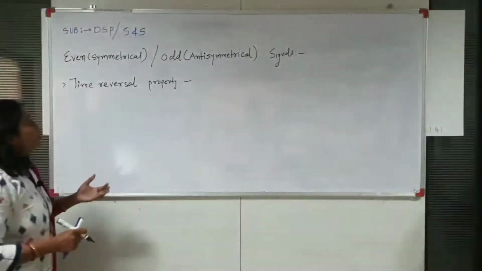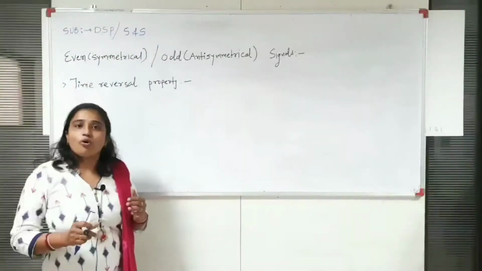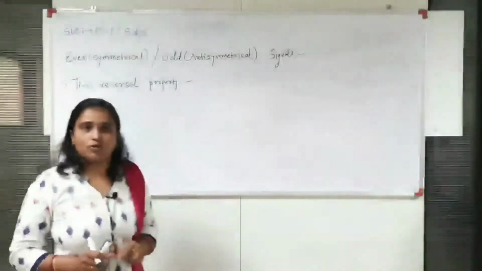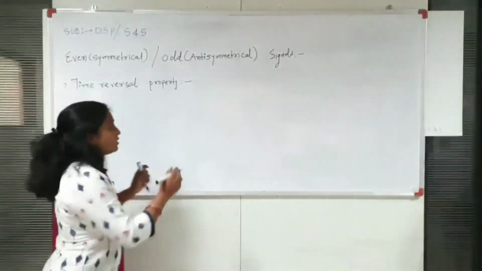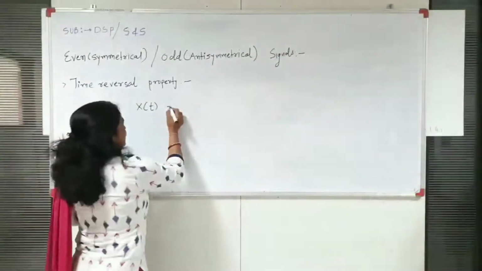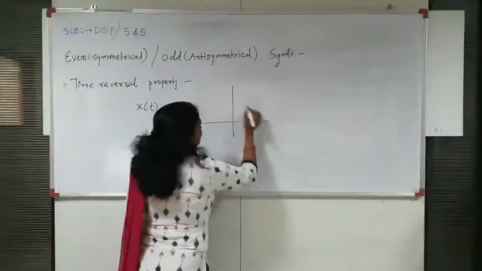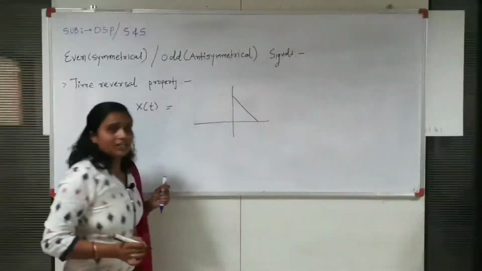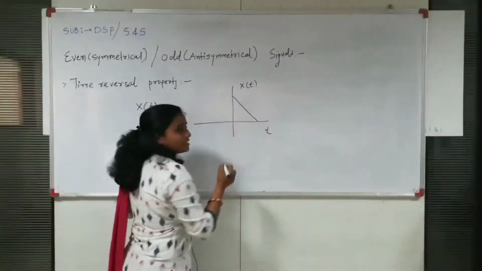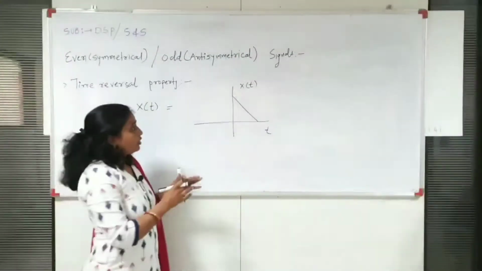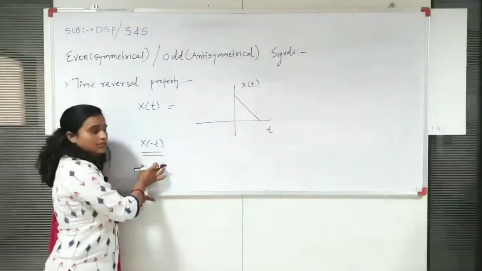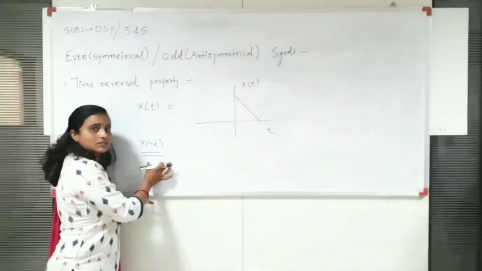Now to understand the even signal or the odd signal, first of all we have to know about the time reversal property of the signal. Suppose I am taking one example of x of t, looking like this. So how is x of minus t represented? x of minus t is nothing but the time reversal signal. It's represented by x of minus t.